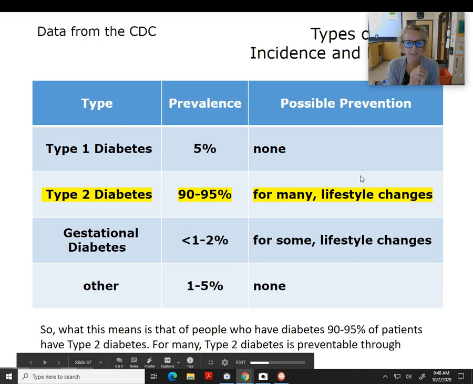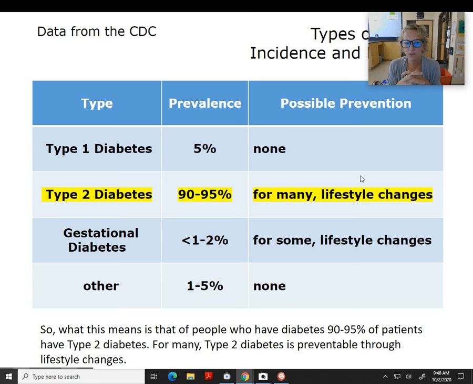One type of diabetes is called type 1 diabetes, and generally this is a type of diabetes that someone is born with. Out of 100 cases of diabetes, only 5 of those cases are type 1, which you're born with, right? You don't really have control over whether you're born with type 1 diabetes. You just have it. Then there's type 2 diabetes, which out of 100 cases of diabetes, 90 to 95% of those cases are type 2.